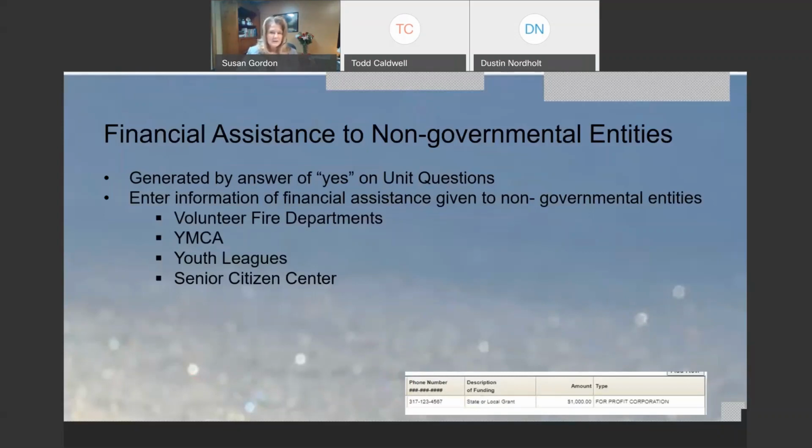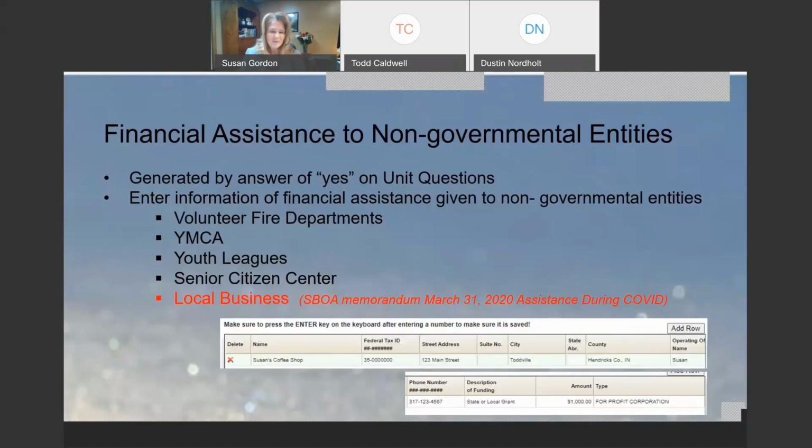The next schedule that I have to talk about is the financial assistance to non-governmental entities. There's nothing that's changed here. You all are doing a great job with filling out the information to where your city or town has provided aid to these not-for-profit units. But this year we have something different. We have those that are going to local businesses because of the COVID grants that your cities or towns may be giving out to local businesses. And those do need to be put on this form.